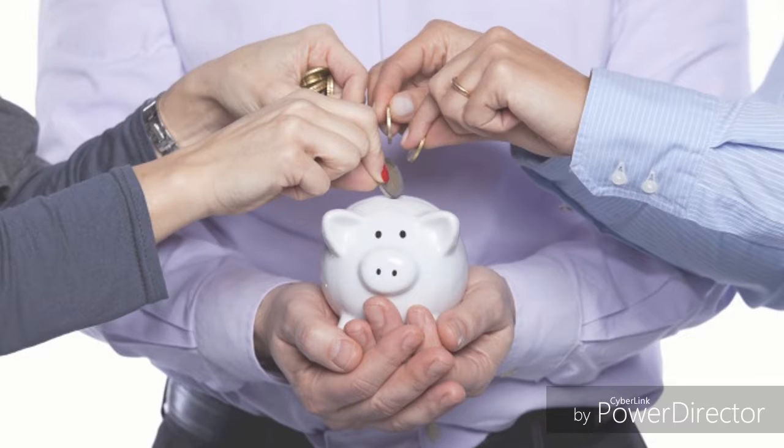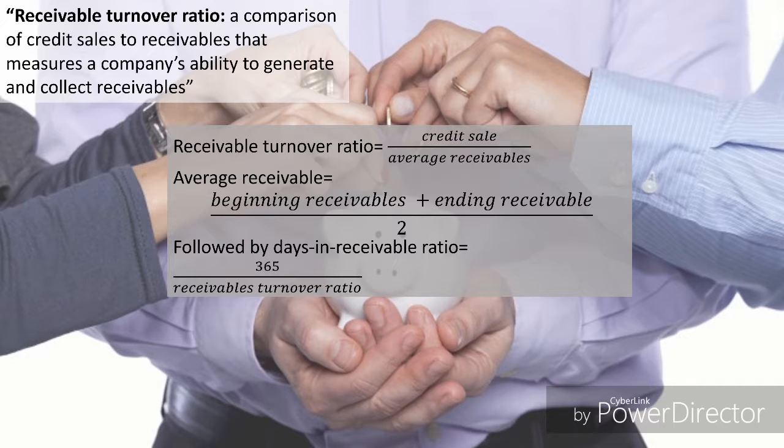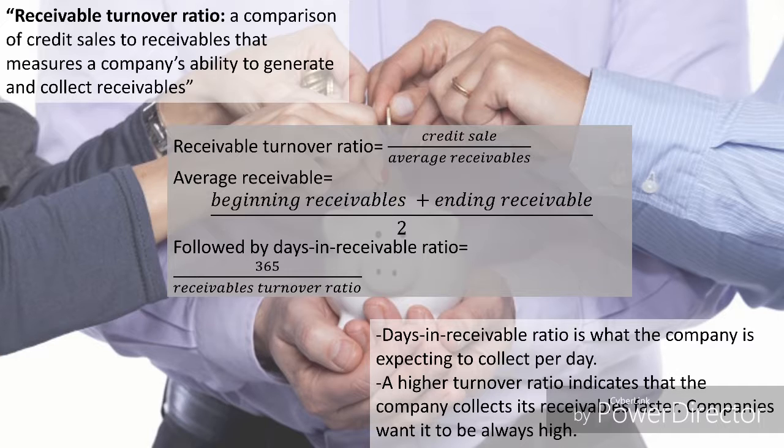Afterwards, accountants can work on the receivable turnover ratio, which is a comparison of credit sales to receivables that measures a company's ability to generate and collect receivables. So it is equal to credit sales divided by average receivables, where average receivables equals the sum of beginning and ending receivables divided by 2. It is usually followed by the days in receivable ratio, which is 365 days divided by the receivable turnover ratio. The days in receivable ratio shows what the company is expecting to collect each day.